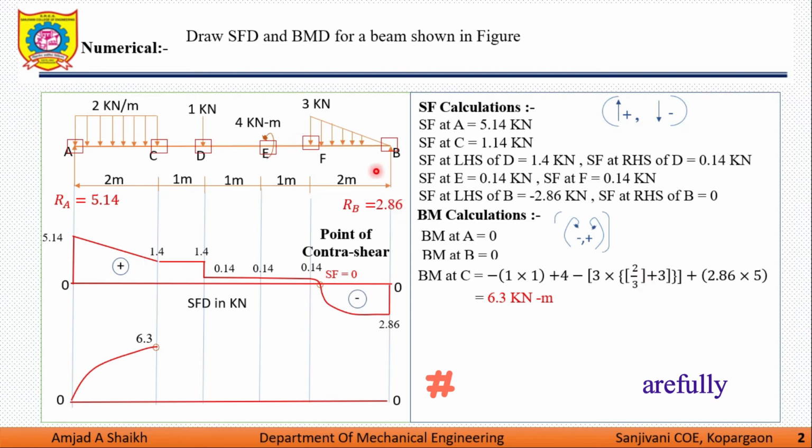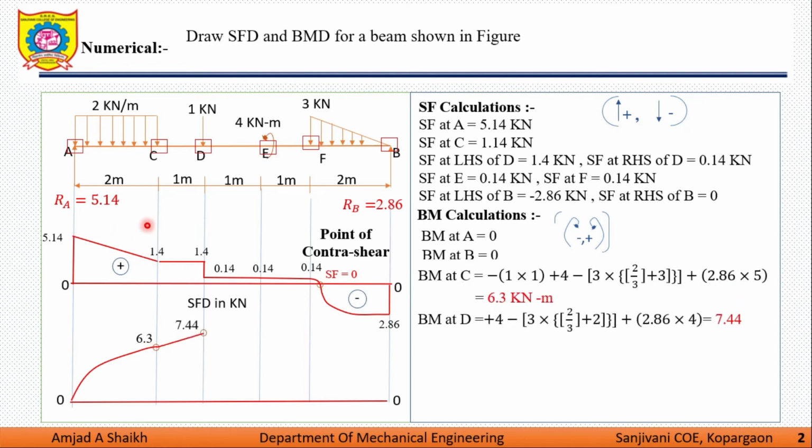After that, 2.86 is 5 meter away from here, which is anti-clockwise in nature. So plus 2.86 into 5. So we get this calculation, 6.3 kilonewton meter. We have represented it with the help of a parabolic curve as the UVL is here.